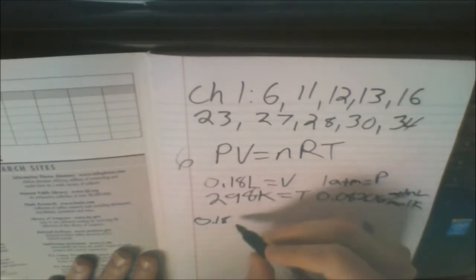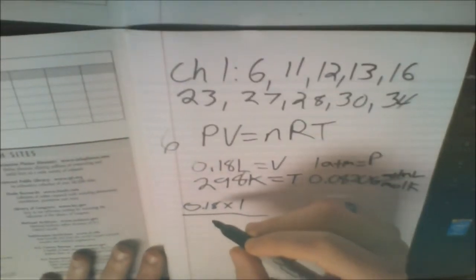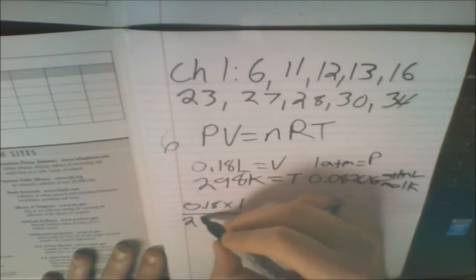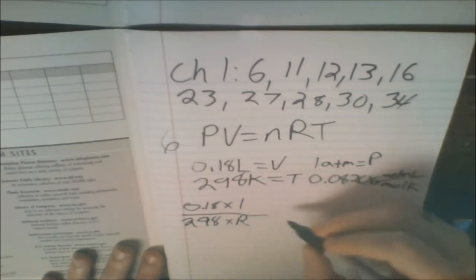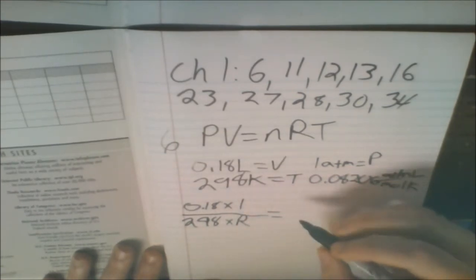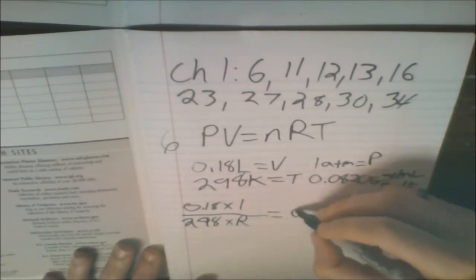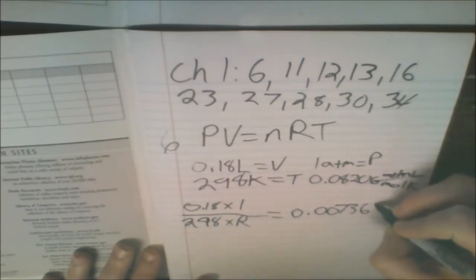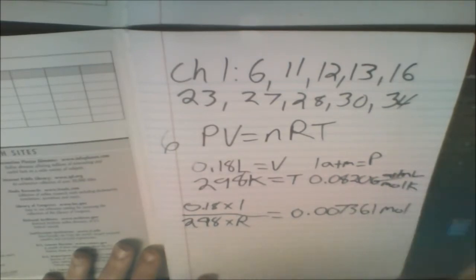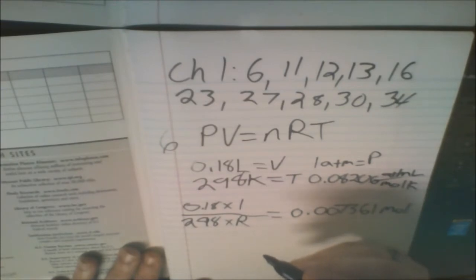So solving for that, 0.18 times 1 divided by 298, and we'll just put in our R. Solving for that, it would give us the moles of oxygen present under these conditions, which would be 0.007361 moles. Now, all that's pretty straightforward. Here's where we get into the physical chemistry, where we actually try to think about this.